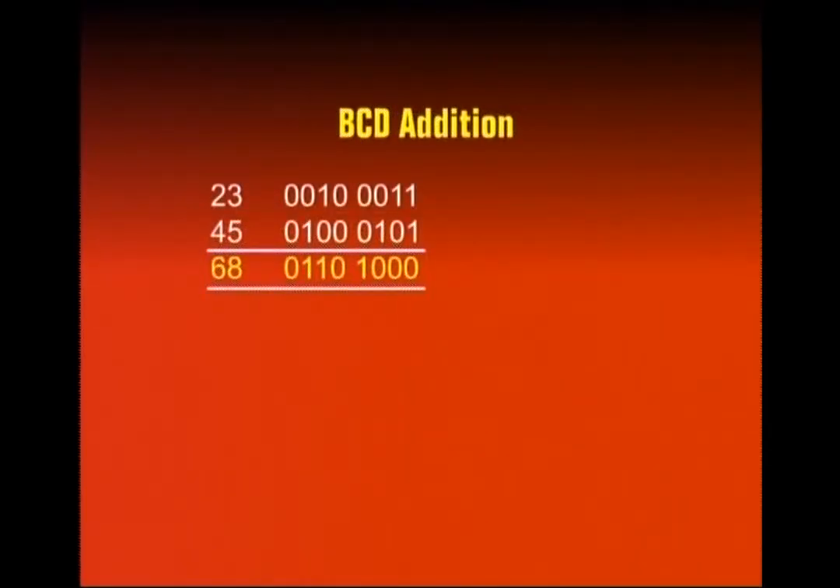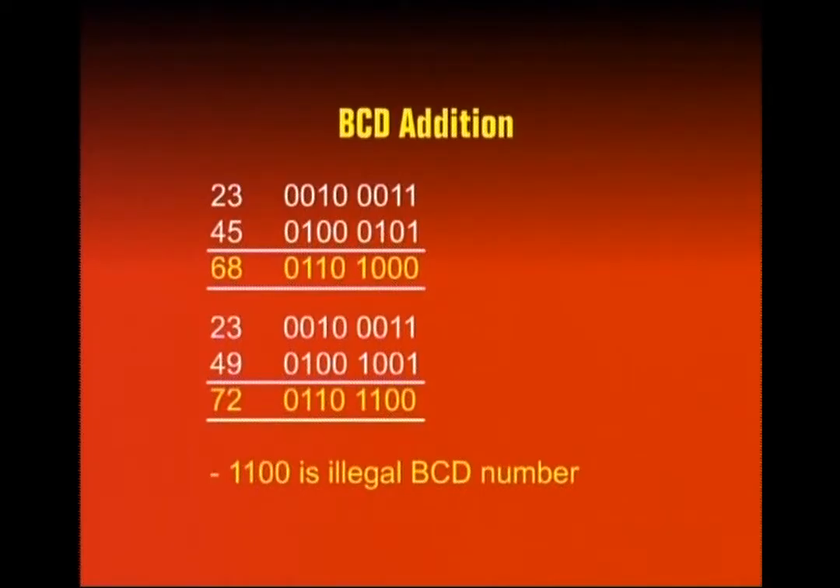Consider the addition of two-digit BCD numbers 23 and 45. BCD numbers are added using binary addition method, resulting in 68. Now consider the addition of two-digit BCD numbers 23 and 49. Adding least significant digits 3 and 9 results in 12, represented as 1100. Now, 1100 is an invalid BCD digit. Secondly, adding 3 and 9 in decimal should result in 2 as the sum and 1 as the carry. The BCD result 0110 1100 is equivalent to 62, which is incorrect as the carry generated by the addition of the least significant digits has not been considered.